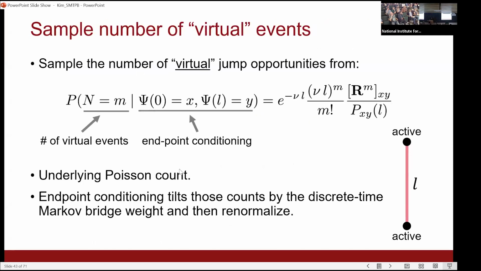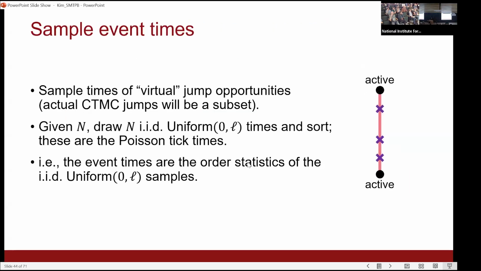Slightly more detail in sampling the number of events. This is the standard Poisson distribution with the uniformization rate and length, and then this is just tilting or weighting of our probability based on the endpoint conditioning of our discrete chain. Once we have the number of events sampled, let's say 3, conditioning on the number of events of the homogeneous Poisson process, the event times are uniform. So we just sample IID uniform event times from 0 to L.